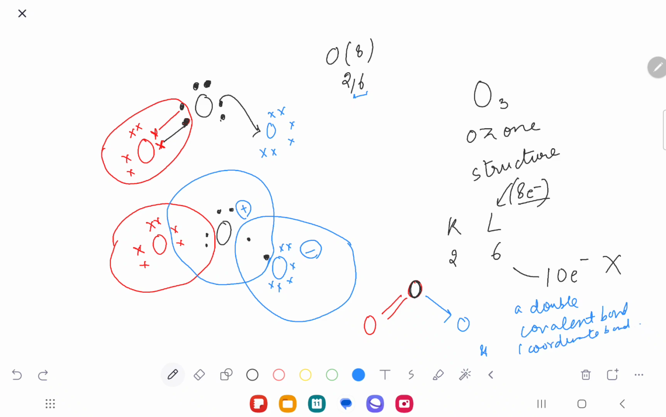But I saw in a book that the black oxygen should have a positive charge. Obviously, because it is donating, and the blue oxygen is gaining.